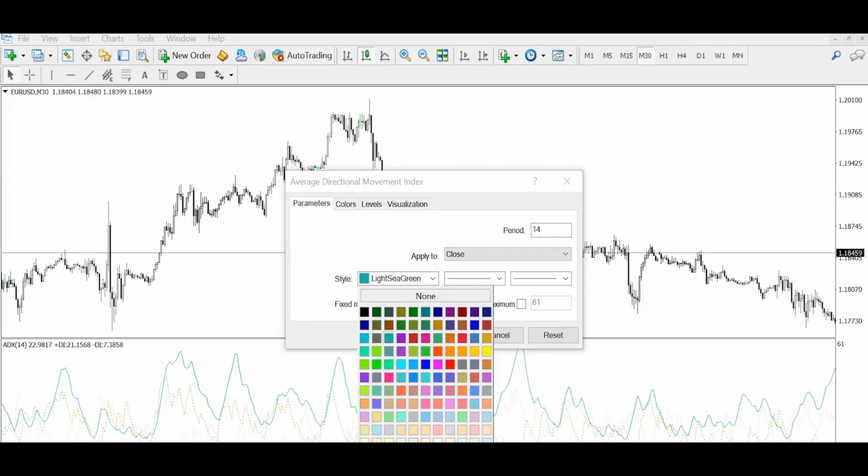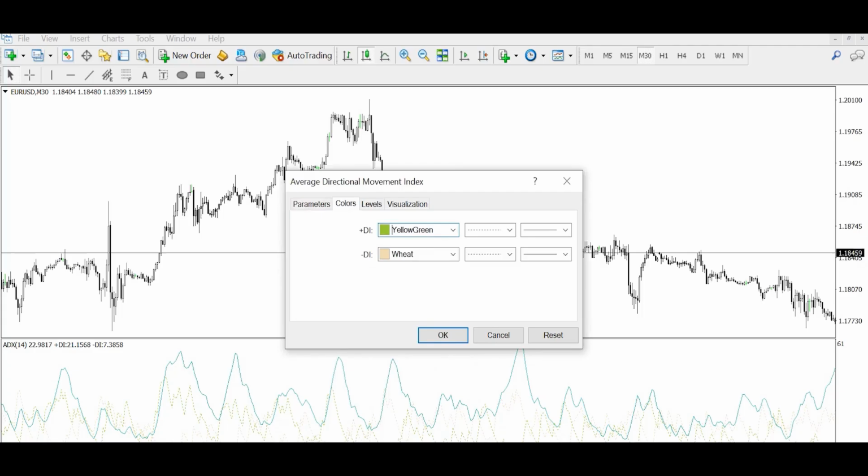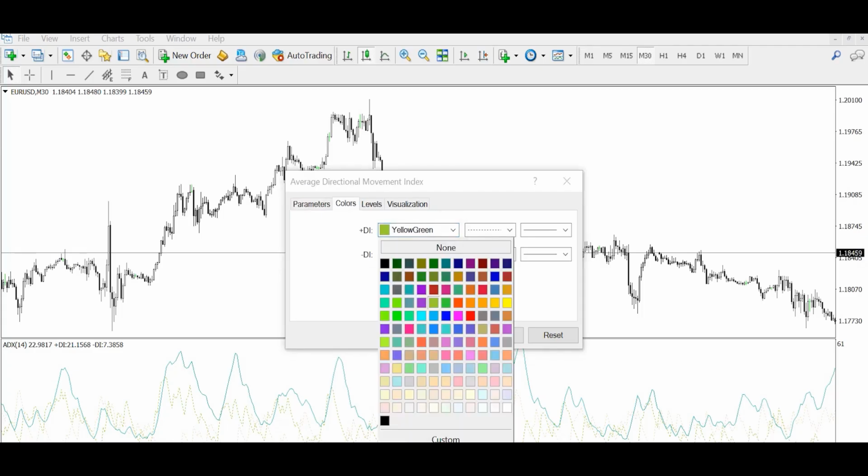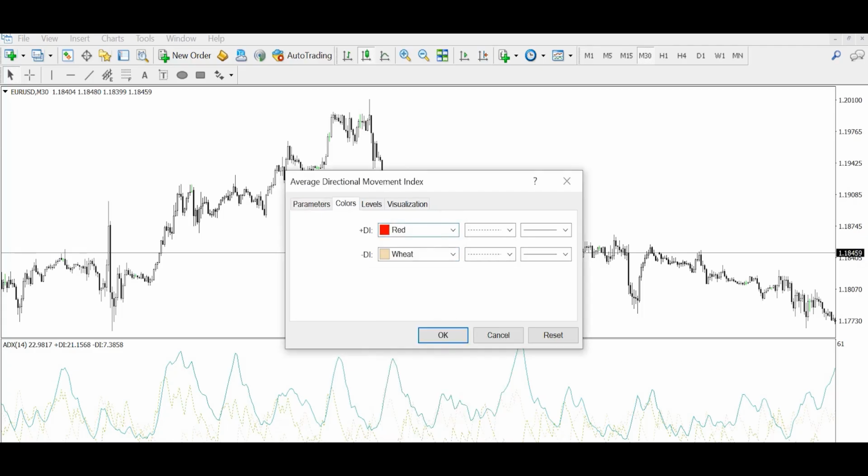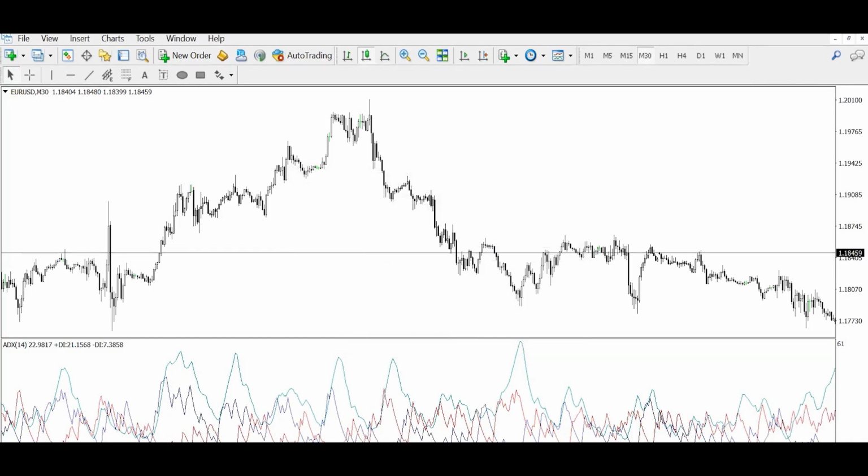The ADX line, it currently has a positive DI. For example, we can easily make the positive DI blue and the negative DI red to distinguish them. We can even remove the dashed line style entirely and make them both solid lines. Right here, we see the ADX indicator displayed on the chart.